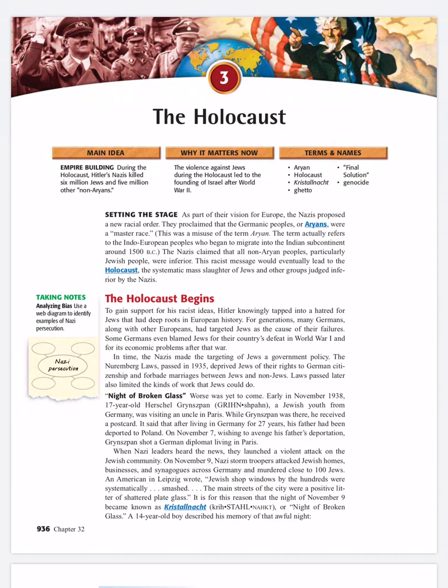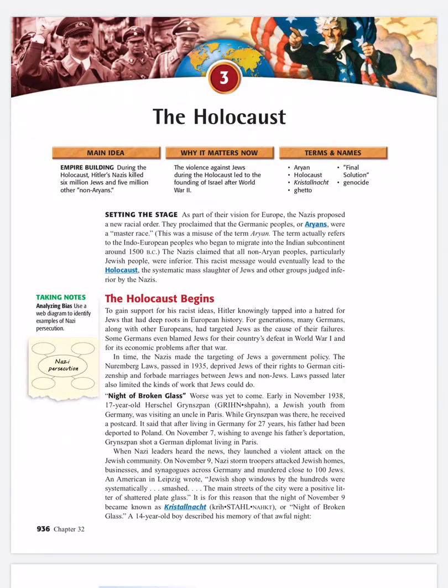On November 9th, Nazi stormtroopers attacked Jewish homes, businesses, and synagogues across Germany and murdered close to 100 Jews. An American in Leipzig wrote, "Jewish shop windows by the hundreds were systematically smashed. The main streets of the city were a positive litter of shattered plate glass." It is for this reason that the night of November 9th became known as Kristallnacht, or Night of the Broken Glass. A 14-year-old boy described his memory of that awful night.